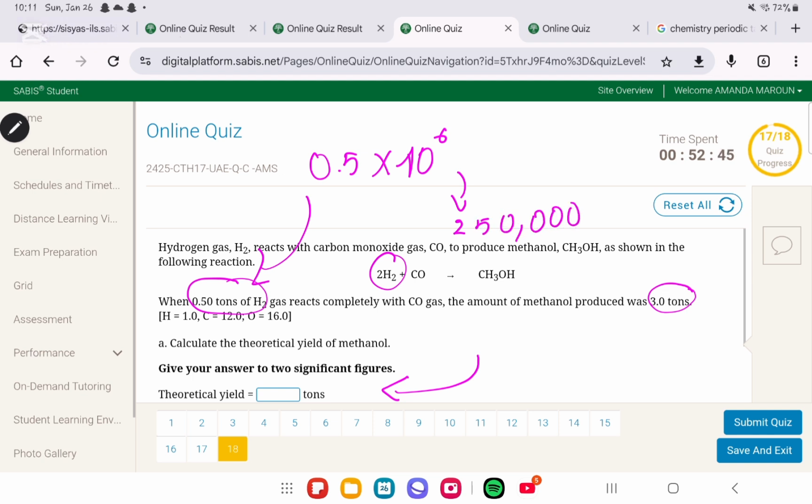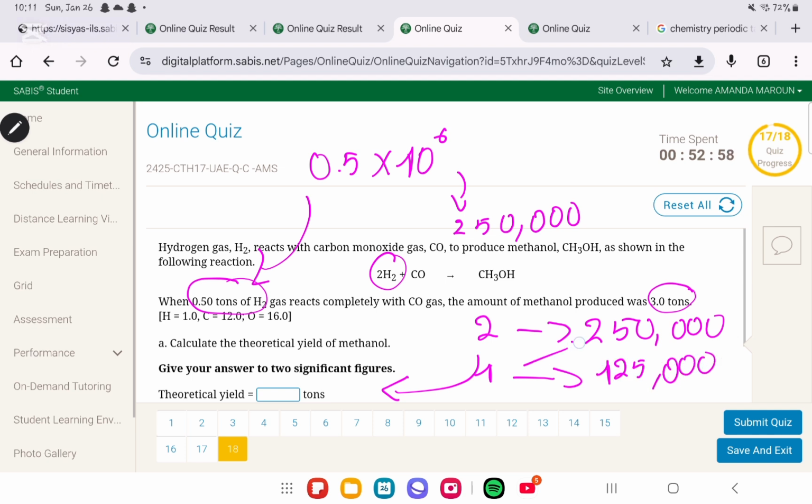250,000. Okay, so 2 moles of H2 became 250,000 moles. So 1 mole of CH3OH is going to become what? 125,000. How did I get it? By doing cross multiplication. So I divided by 2, I got 125,000. Next thing we are going to do is take the number of moles and multiply it by the mass of CH3OH, which is 12 plus 3 plus 16 plus 1. Okay, so you are going to get then 4 million.